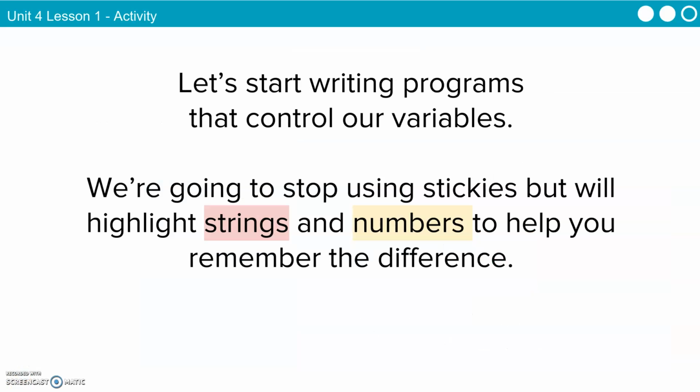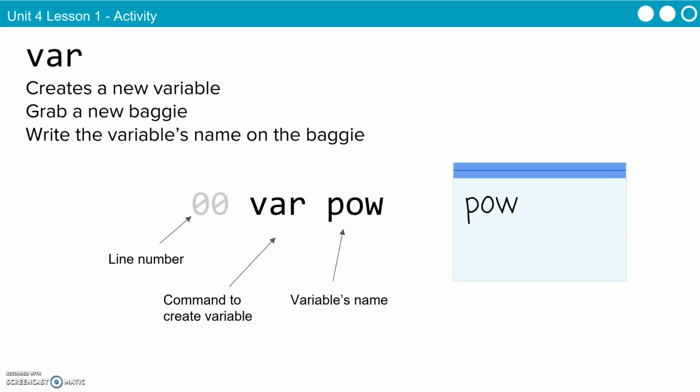Let's talk about how we actually use programming now to control variables. So we're going to have some stuff in here highlighted. Strings will probably show up in pink, numbers will show up in yellow, and that's just going to help you remember that they are different. So let's create a variable. Now notice I've introduced this idea of line numbers, because in code you always are going to have a line number that tells the code how to sequentially follow one thing to the next.